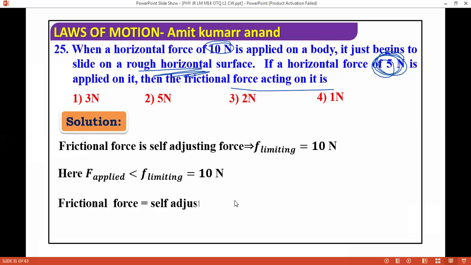Yes or no? So I had mentioned the calculated parts. The answer will come 5 Newton only. Yes or no? So I hope all of you understood.